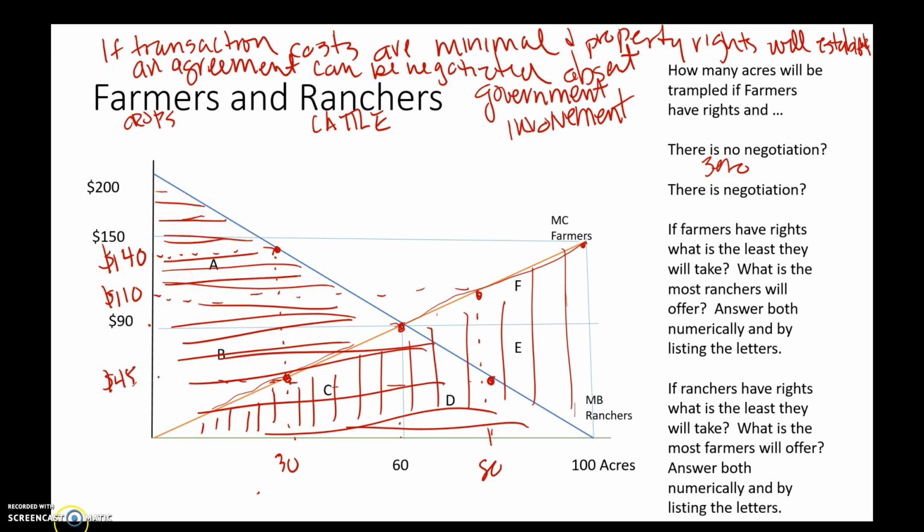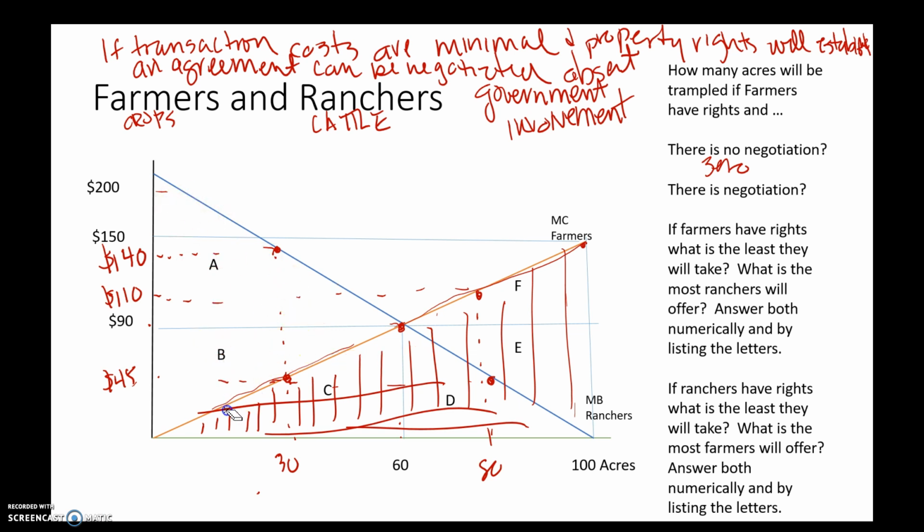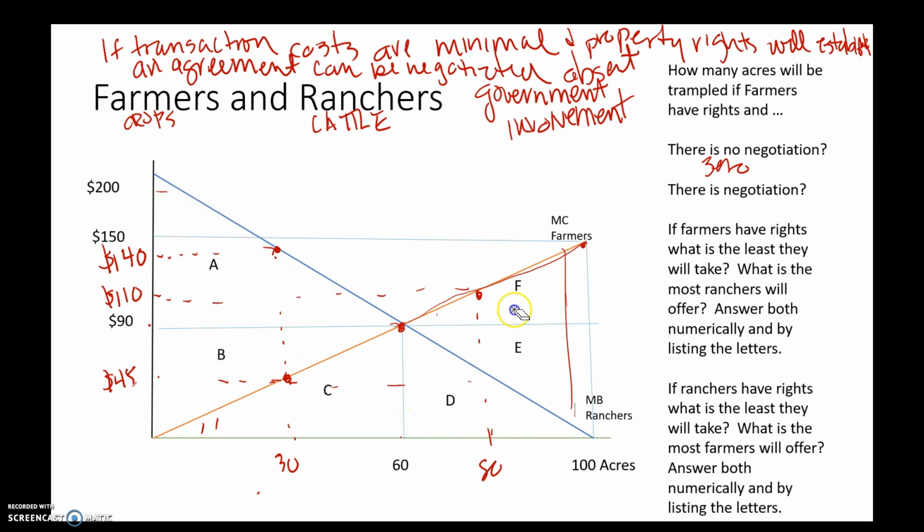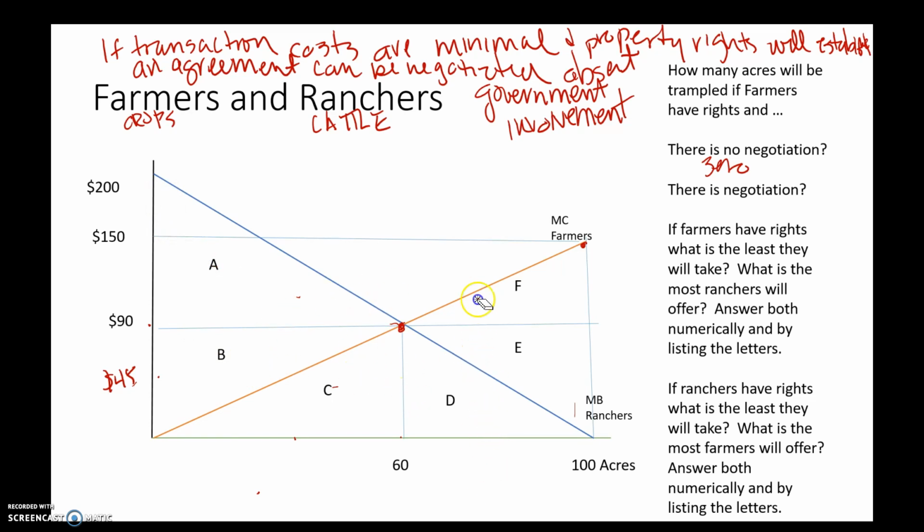So at issue here then is how can the farmers and the ranchers solve this situation together? Again, the Coase theorem, absent government involvement. And to do this, we would need to establish who has the rights. And if the farmer has the rights to have non-trampled crops, then the rancher would need to, if they wanted to do some crop trampling, would need to offer to compensate the farmers.